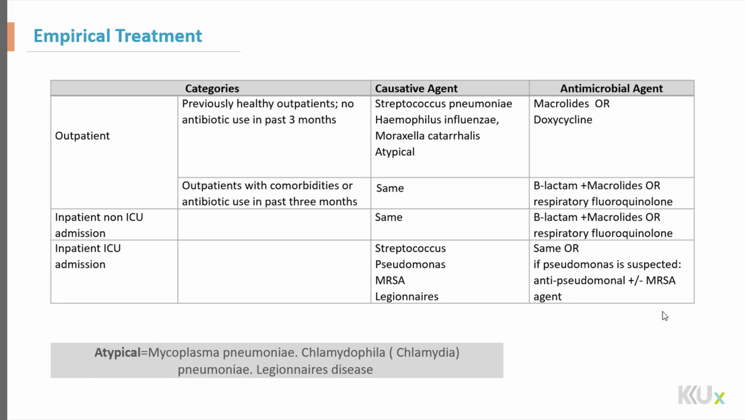So that's it for the pneumonia. We have to keep in mind, is it outpatient, is it inpatient, or inpatient ICU? Outpatient healthy, macrolides or doxycycline. Outpatient non-healthy or inpatient non-ICU, beta-lactams plus macrolides or respiratory fluoroquinolones. Inpatient ICU, we might keep Pseudomonas or MRSA in mind.